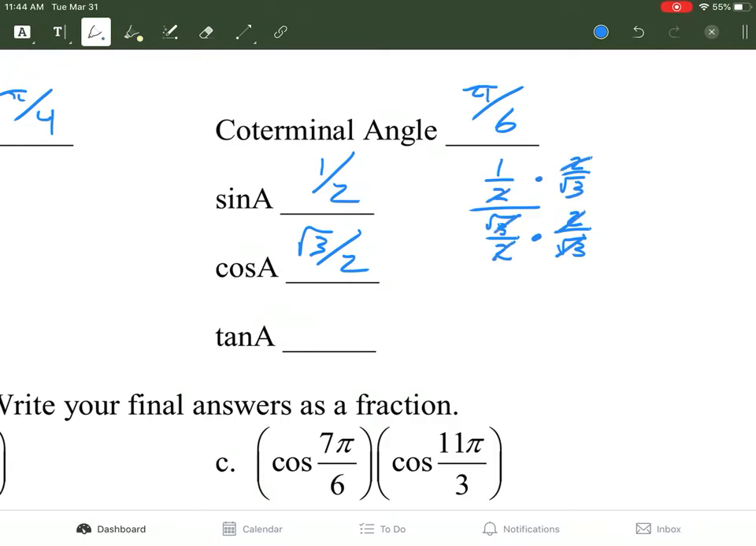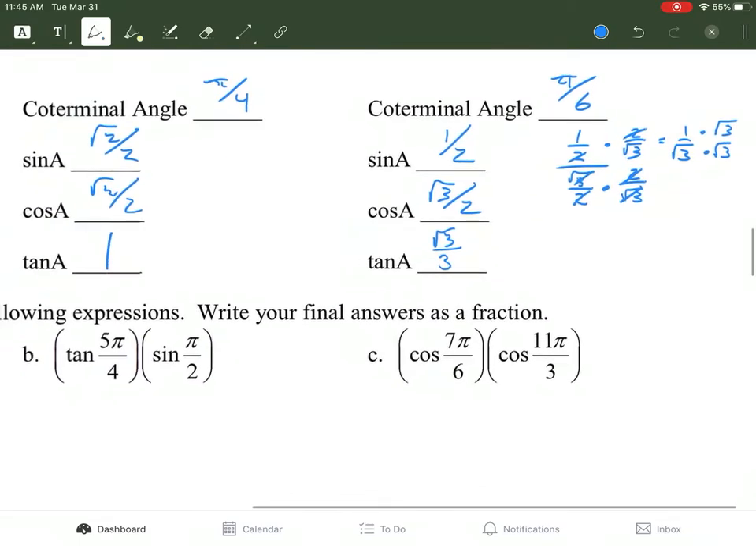So this all cancels out. The 2's cancel out. And you're left with 1 over √3. Well, you're not allowed to leave √3 in the denominator. You can't leave radicals in the denominator of your fraction. So you're going to multiply by the square root of 3 on the top and bottom. The square root of 3 times the square root of 3 gives you just 3. And then 1 times the square root of 3 is just the square root of 3. So you get square root of 3 over 3 as your answer.